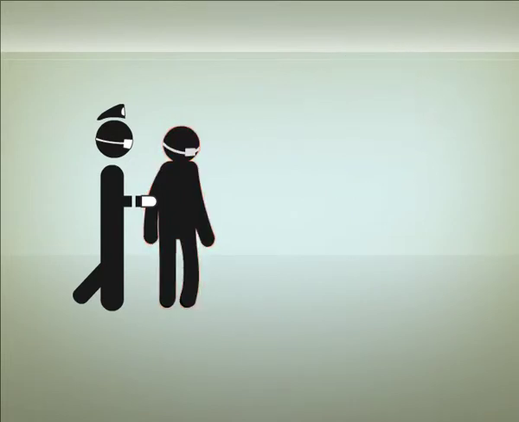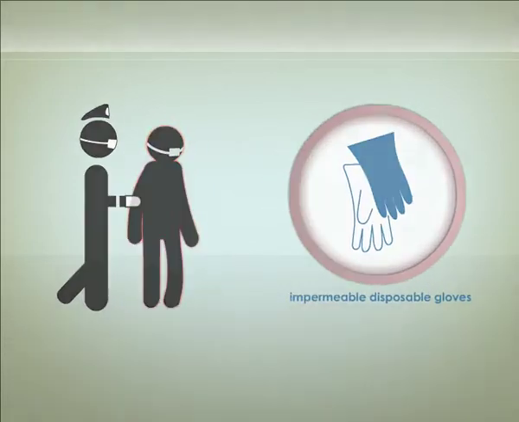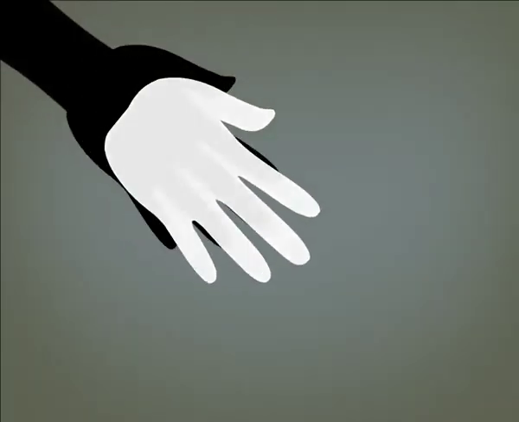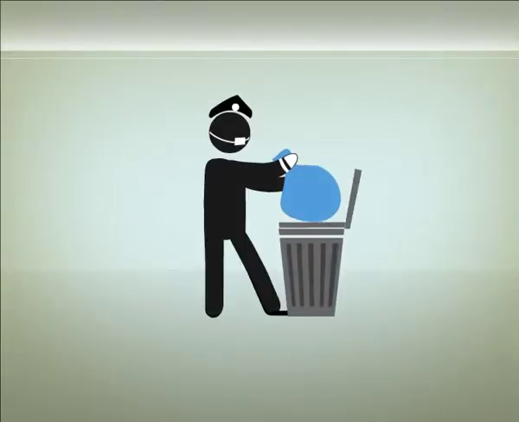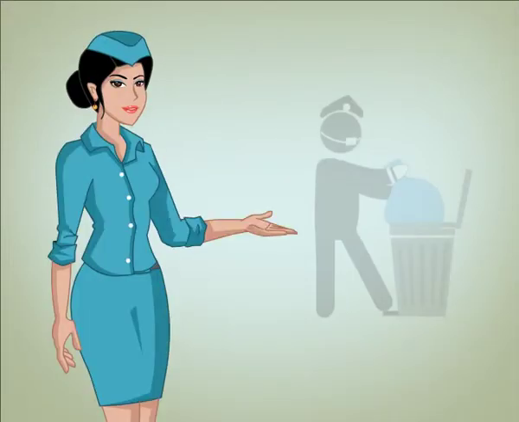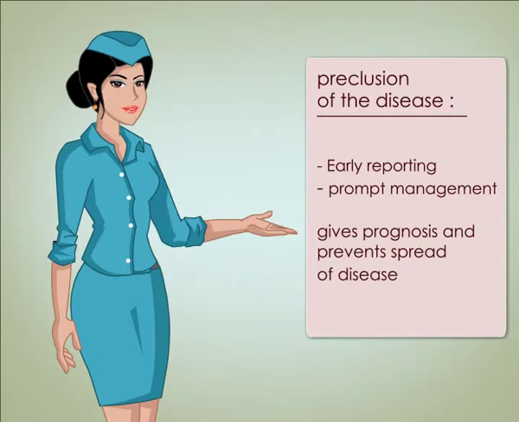Also, ask the sick person and fellow co-passengers to sanitize their hands, and gloves should be given to them. Remove the gloves carefully to avoid contaminating yourself or your clothing. Properly dispose of soiled gloves after use into a plastic bag and do not reuse. Your role is very important in prevention of the disease, as early reporting and prompt management give a better prognosis and prevent spread of disease.